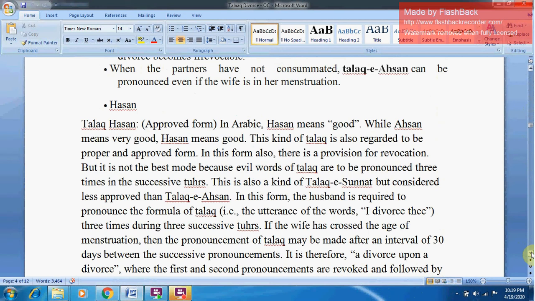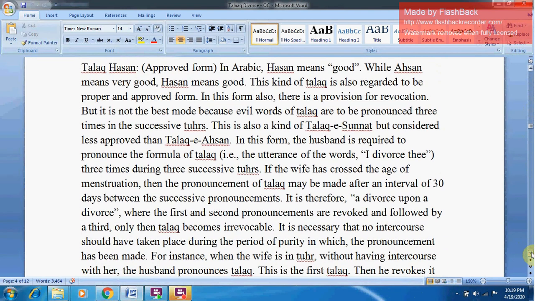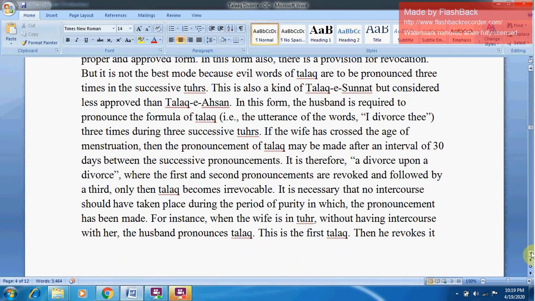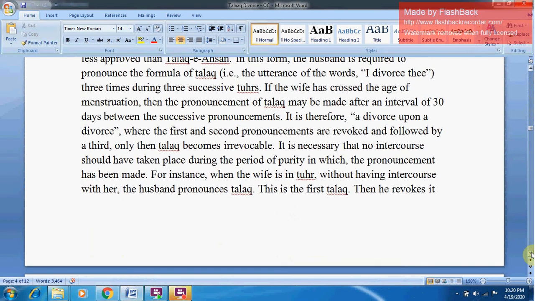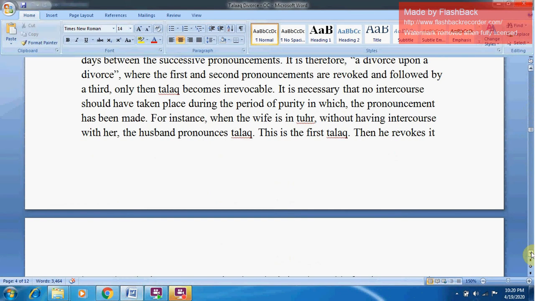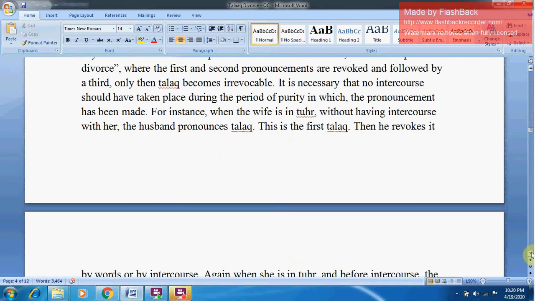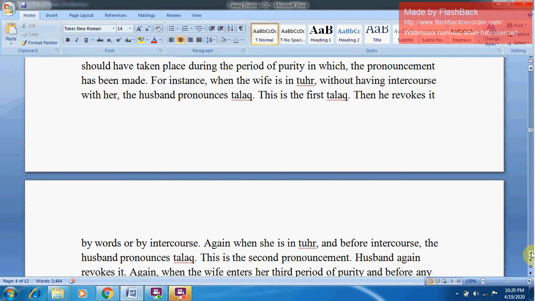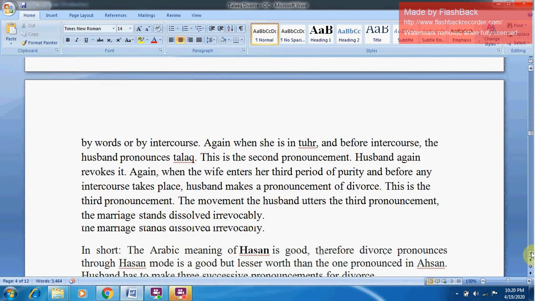In this form, the husband is required to pronounce the formula of talaq, the utterance of the words I divorce thee, three times during the three successive tuhrs. If the wife has crossed the age of menstruation, then the pronouncement of talaq may be made after an interval of 30 days between the successive pronouncements. It is therefore a divorce upon a divorce, where the first and second pronouncements are revocable, and only when followed by the third does talaq become irrevocable. It is necessary that no intercourse should have taken place during the period of purity in which the pronouncement has been made. For instance, when the wife is in tuhr, without having had intercourse with the husband, he pronounces talaq, this is the first talaq. Then he revokes it by words or by intercourse.